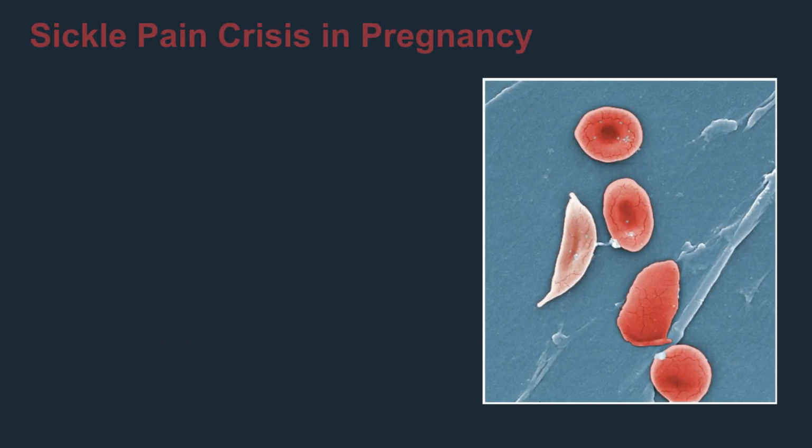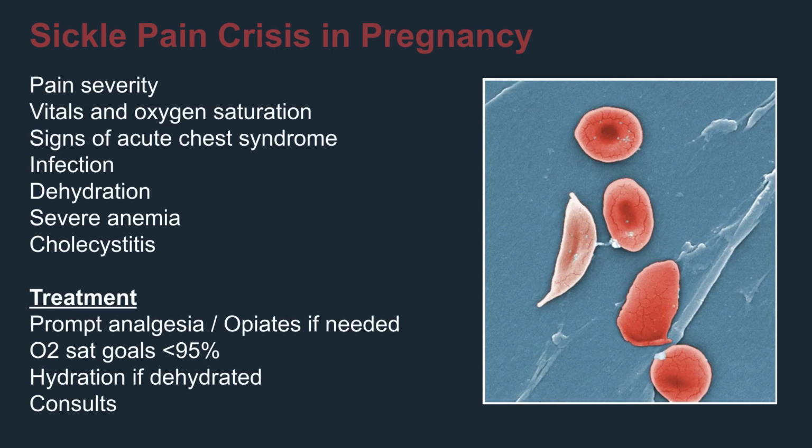When a pregnant patient with sickle cell disease presents in pain, you should highly consider that this is a sickle pain crisis. You should have high alert for acute chest syndrome, infection, dehydration, severe anemia, and cholecystitis. Overall management is prompt analgesia, O2 goals of greater than 95%, and involving consults like hematology and anesthesia early.